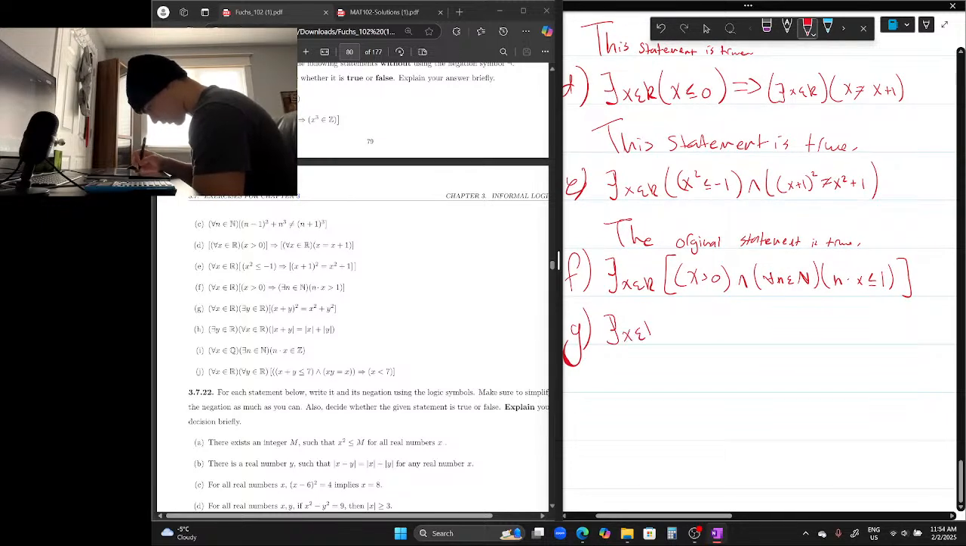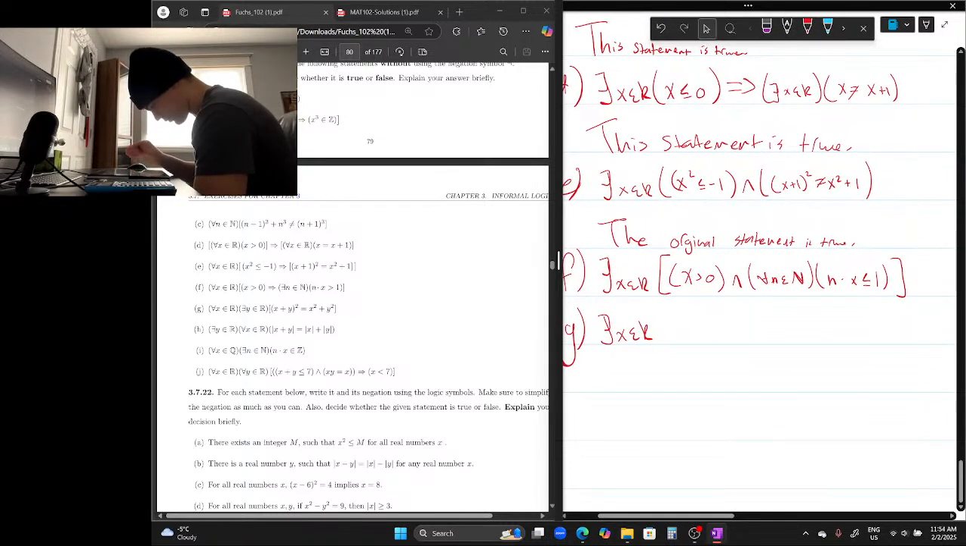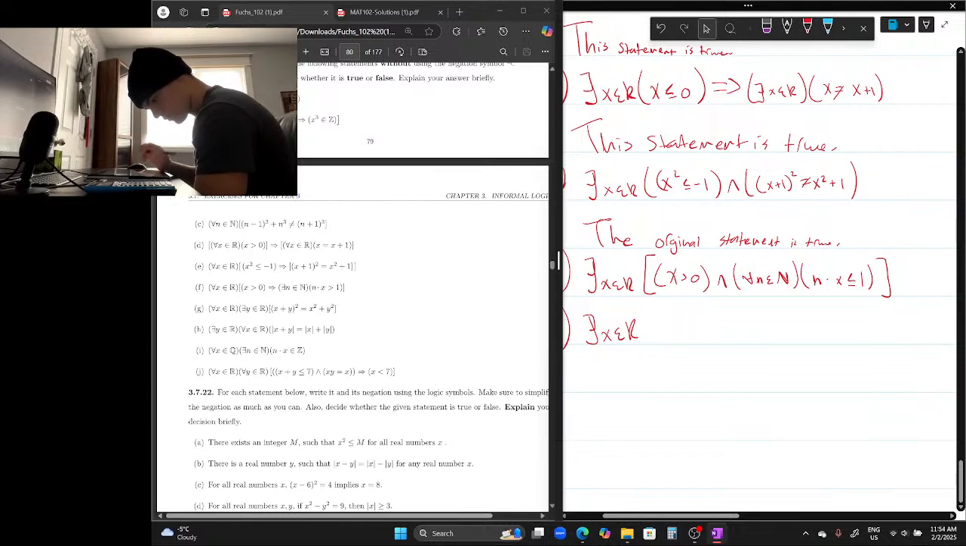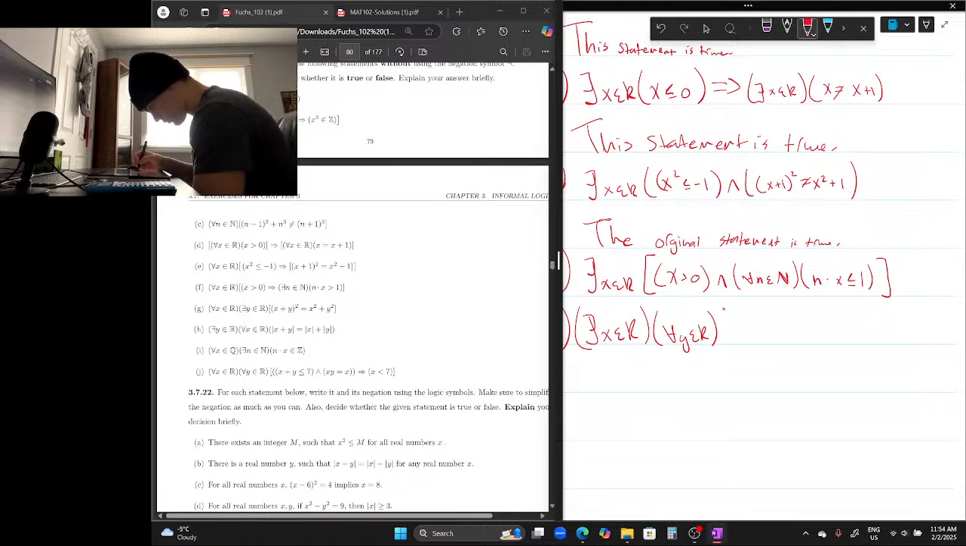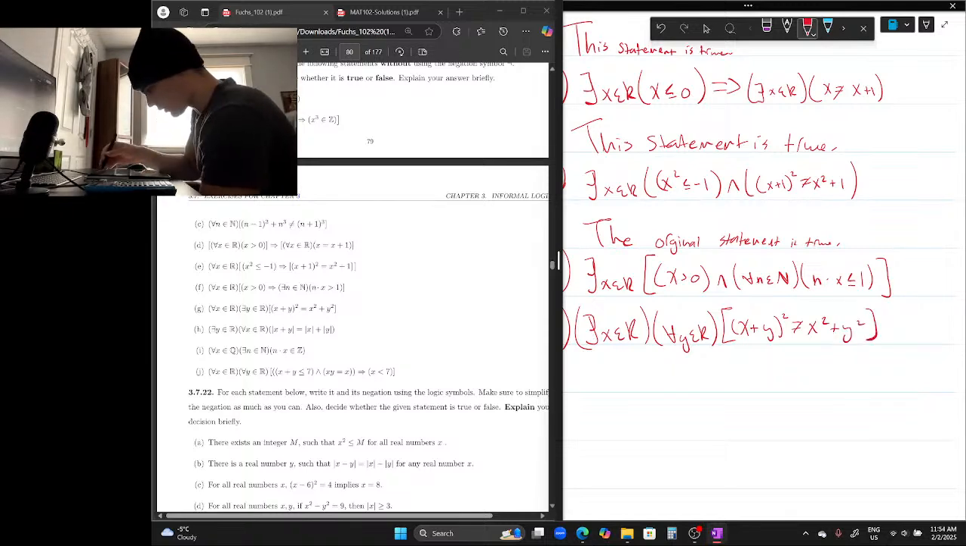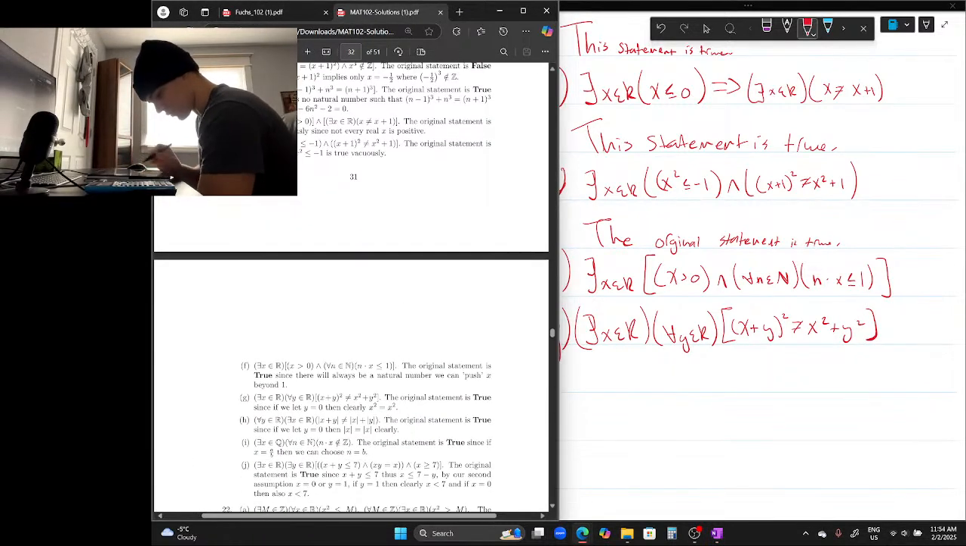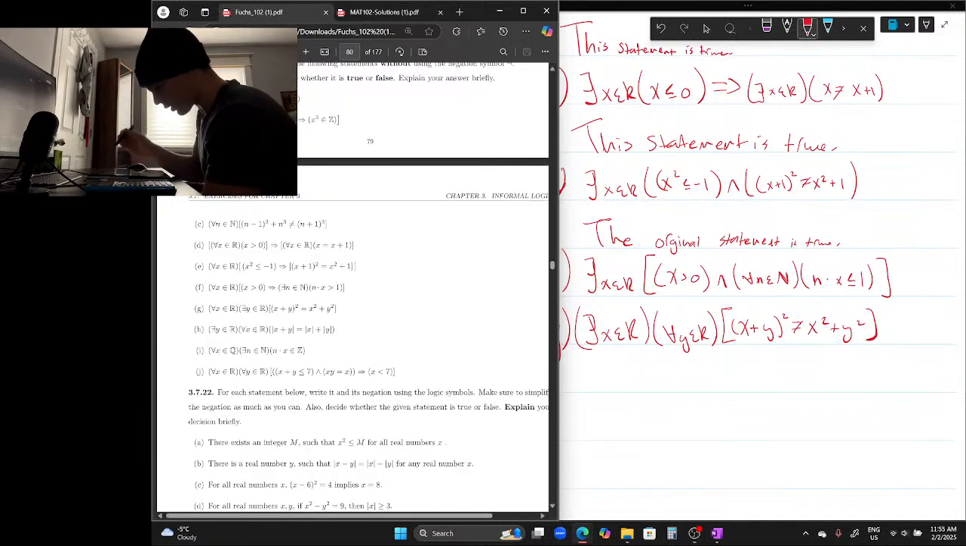There exists an X in R such that for all Y in R, should we do direct negation for F? Is my negation true? Yeah, there is. Okay, whatever.